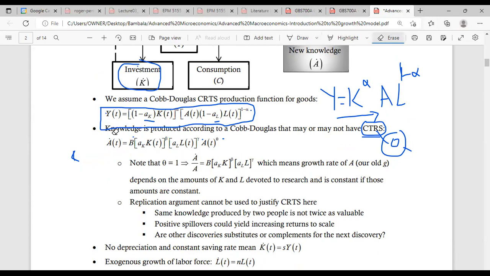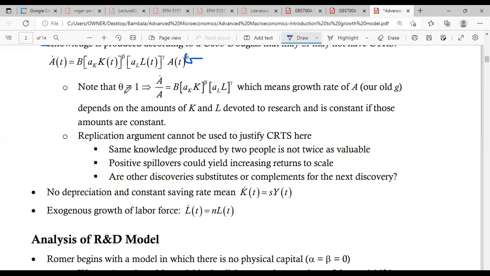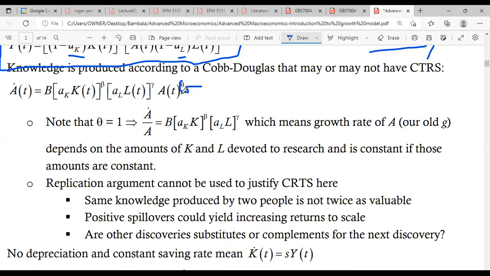So we're looking at the knowledge sector now. All right. So for the knowledge sector, we are noting that for this alpha, this alpha here, this parameter here.